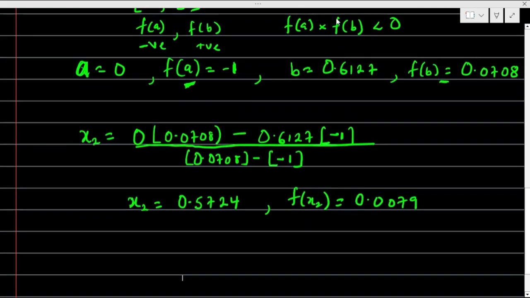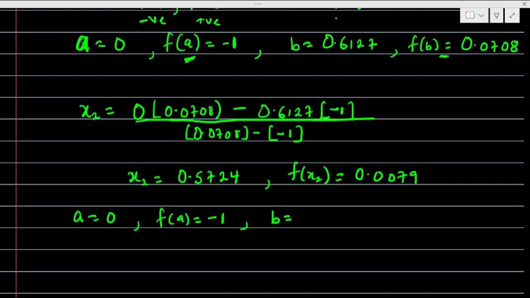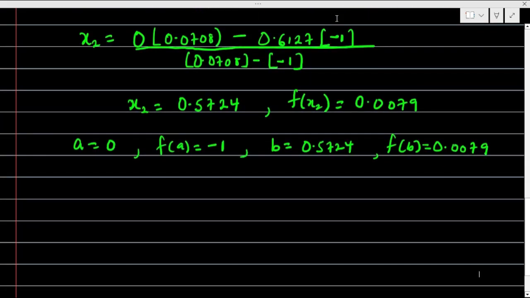So let's get our x3. Let's get our next iteration, which is x3 now. Before I get that, let me write out my given data. So my a will be 0. As usual, my f of a will be -1. Now my b will be 0.5724, can you see? And my f of b will be equal to 0.0079. Very good.